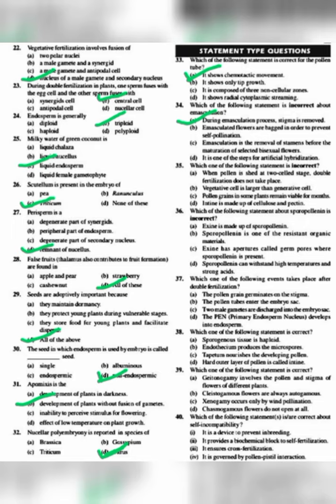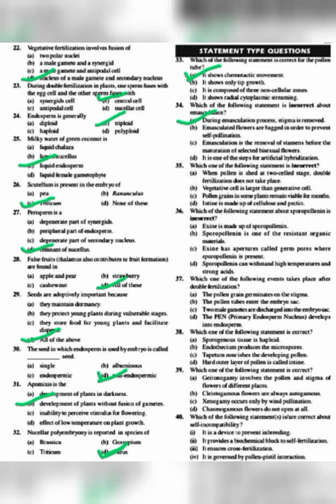So, when pollen is shed at the 2-cell stage, double fertilization does not take place. Vegetative cell is larger than generative cell, and pollen grains in some plants remain viable for months. And D. Intine is made of cellulose and pectin. So, 35.